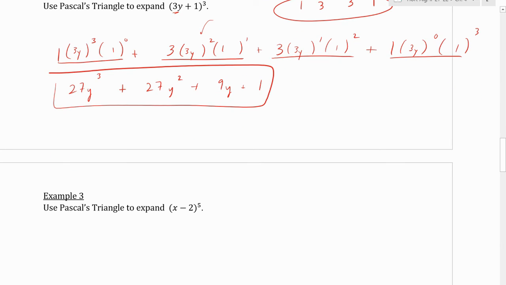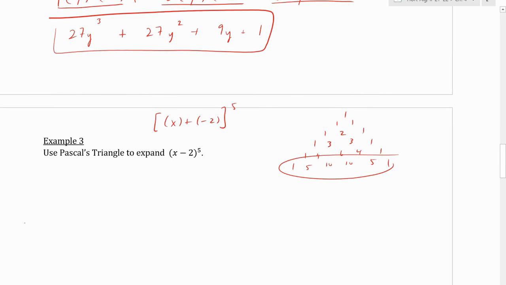Okay, now everything that we've done with this pattern was something plus something else. If it's a minus, you can still think of it that way. It's an x plus a negative 2. So you've got to think like that. So we're going to make our Pascal's triangle up to here. There's going to be 6 terms to this. We're going to have a 1, 5, 10, 10, 5, 1.